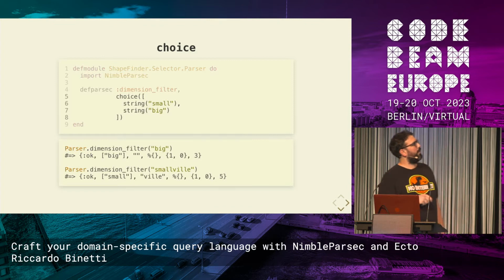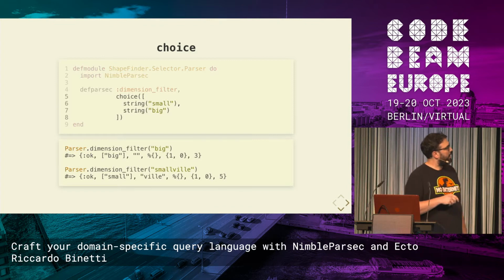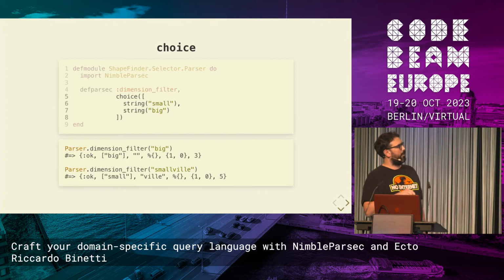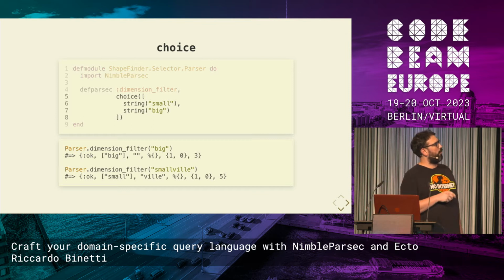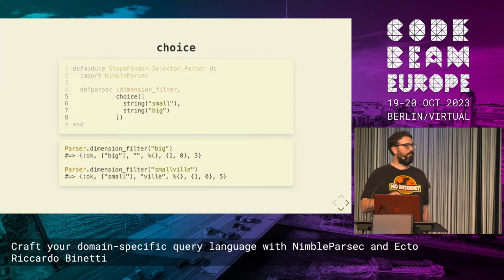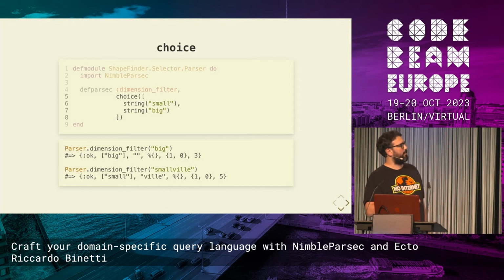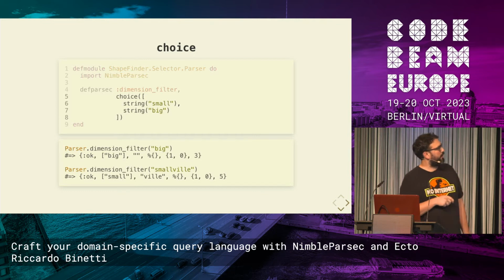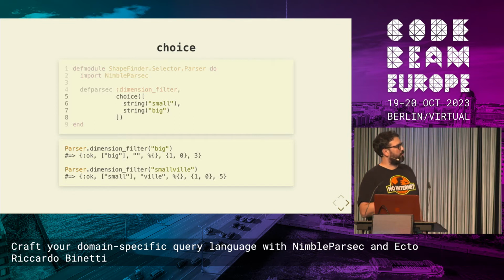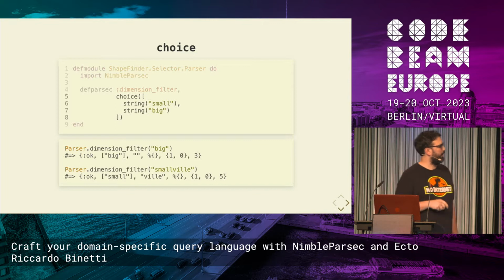The choice combinator accepts a list of combinators, and it tries them in order and returns the output for the first succeeding combinator. In this case, we are passing the two small and big string combinators. And just doing that, we are able to parse the big string and output the big string.